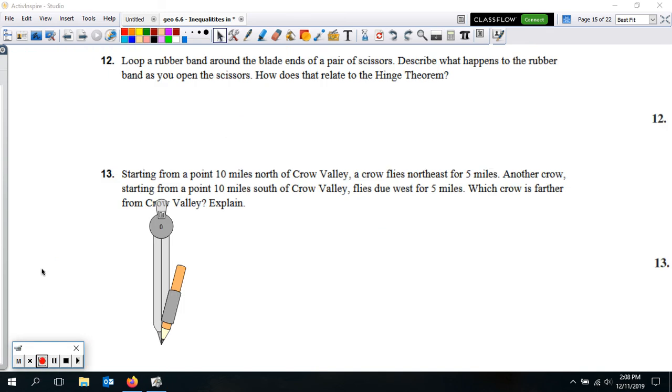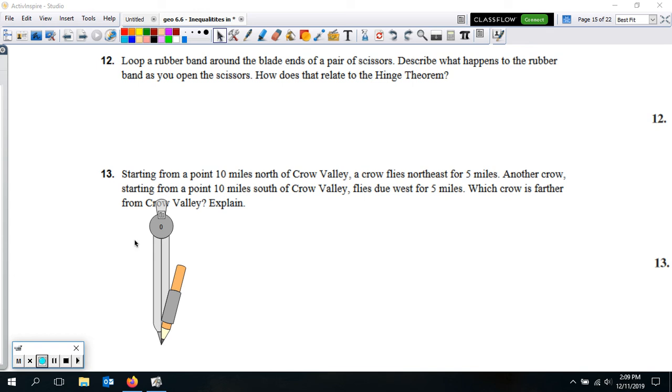Okay, so problem number 12, here's our last two problems. You could try this if you have a pair of scissors and a rubber band. It says loop a rubber band around the blade ends of a pair of scissors. Describe what happens to the rubber band as you open the scissors. How does that relate to the Hinge theorem?